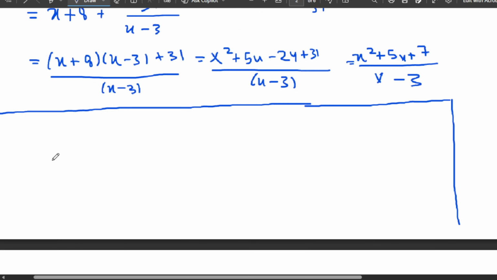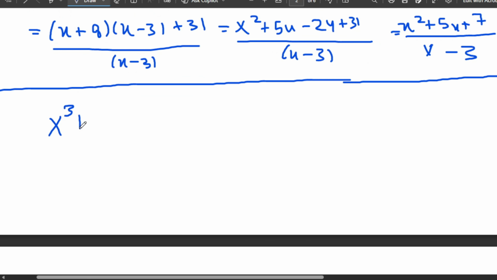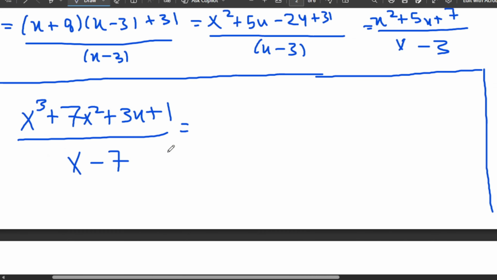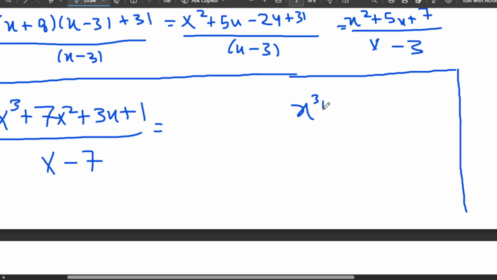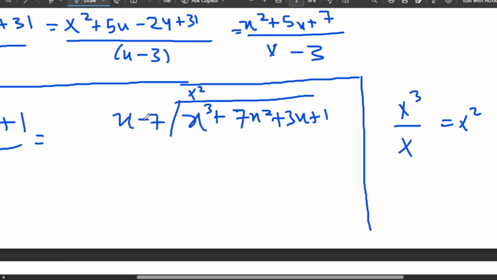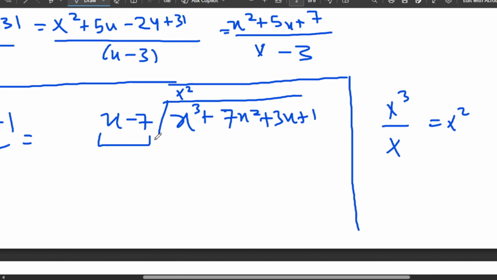Another example, let's say we had x cubed plus 7x squared plus 3x plus 1 divided by x minus 7. Then this will become x cubed plus 7x squared plus 3x plus 1, all divided by x minus 7. The same deal: x cubed divided by x is x squared. So we have x squared here times the denominator x minus 7, so x cubed minus 7x squared.